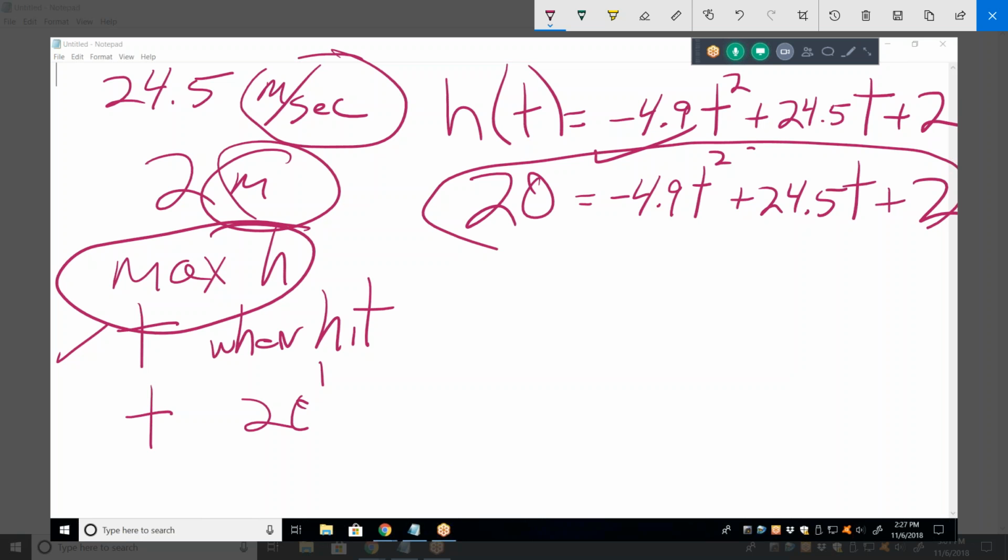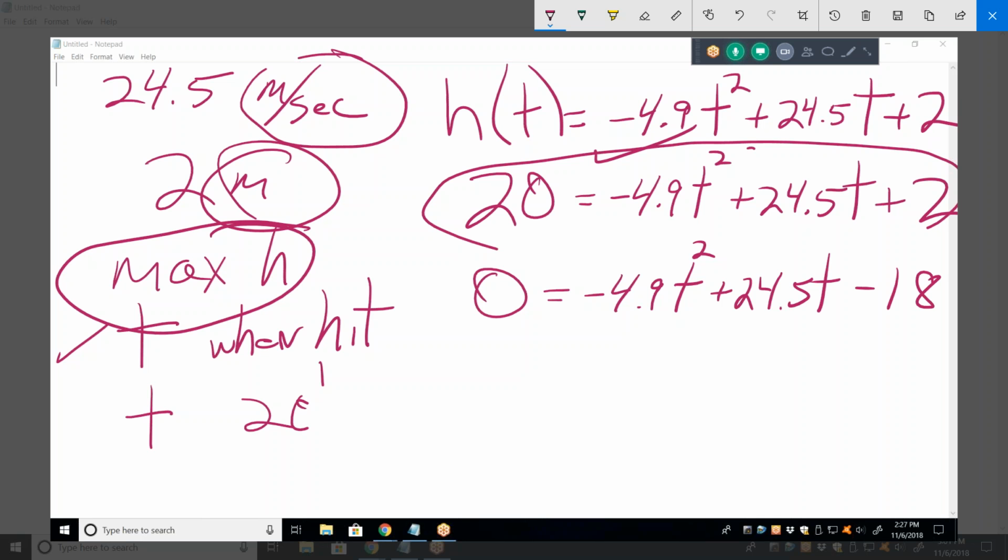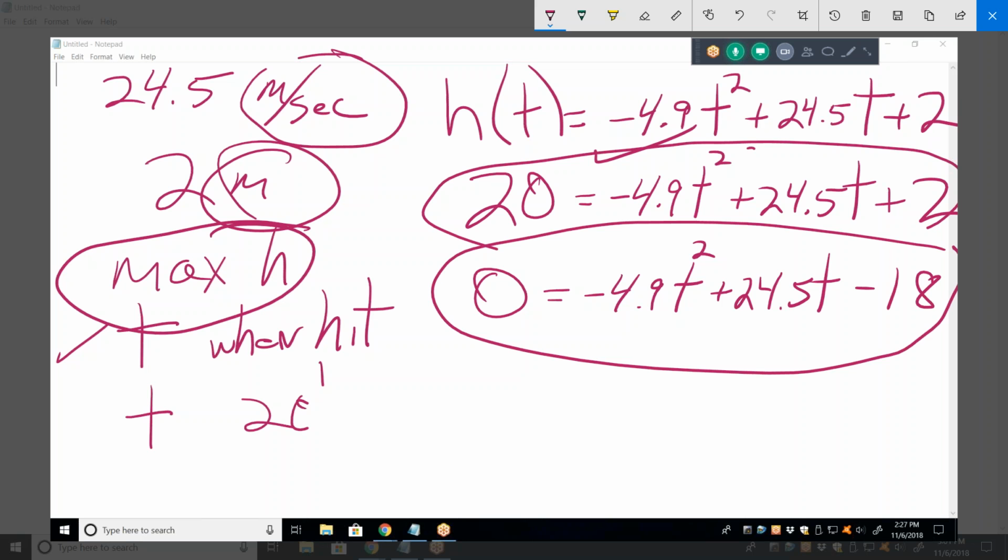But I'm going to subtract 20 from both sides. Now I'm going to solve that quadratic using the same quadratic formula. And that's going to tell me the two different places where the ball is at 20 feet. In other words, it's at 20 feet going up, and it's also at 20 feet going down.